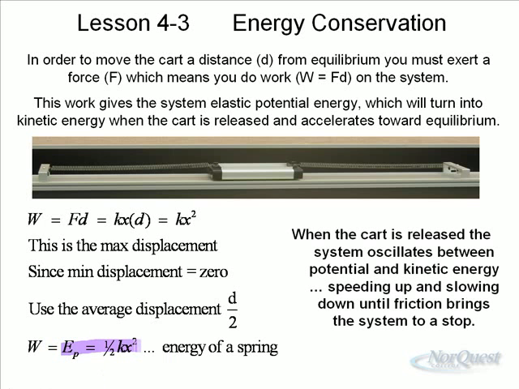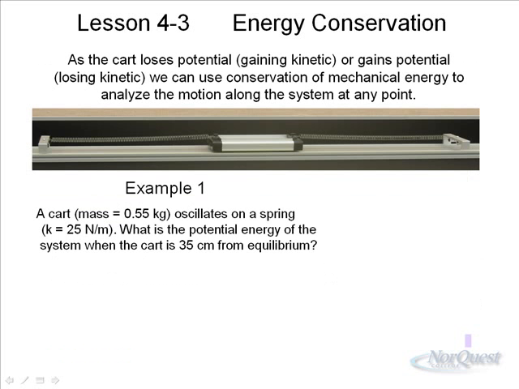But we'll just look at a simple example of what is the potential energy of a spring as it's moved a certain distance from equilibrium. So in example 1, a cart with a mass of 0.55 kilograms oscillates on a spring with a K value of 25 newtons per meter. What that means is that if you stretch this with a force of 25 newtons, it will stretch 1 meter. So that's the force required to stretch it 1 meter. Now they're asking, how much potential energy does it have if we only stretch it 35 centimeters?